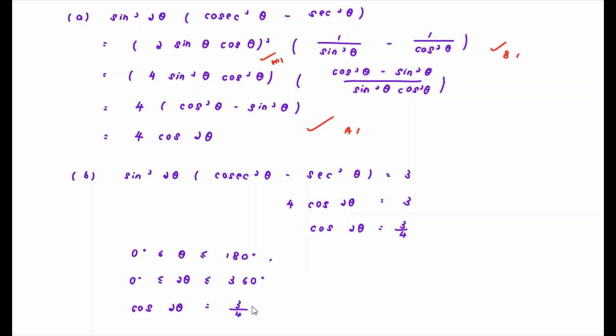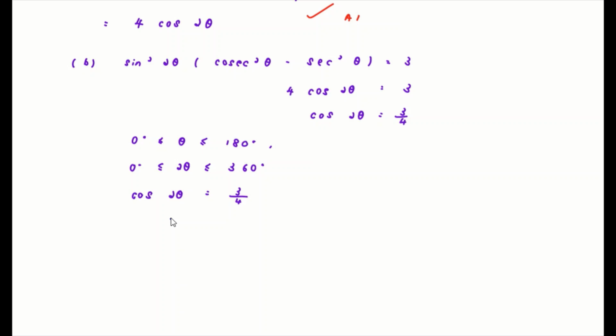By using your calculator, you should get 2 answers here. So 2 theta will be equal to, your answer should be in degrees, because they give you the range in degrees. So the first one is 41.41. Okay, then the other one is quadrant 4, so 360 minus 41.41, and that gives us 318.59. Divide by 2 to get our theta, and we can get 20.7, and the second one is 159.3. Okay, so that's the part for part B.